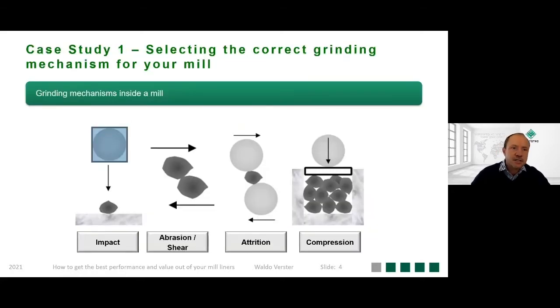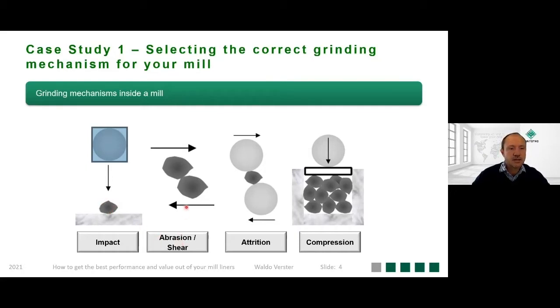So as an introduction to the first case study, I would like to share a few slides with background information. The first one, the type of grinding mechanisms in a mill. Impact grinding, that is when your grinding media falls directly onto your ore particle. This is to break larger, harder material.